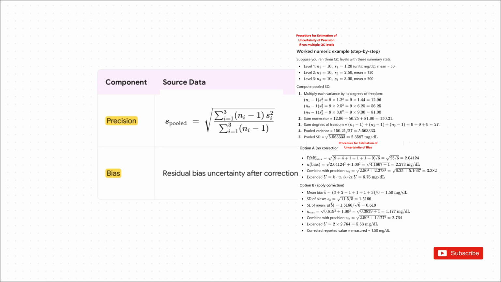First things first, we need our data. The lab looks back at 6 months of its quality control records and sees that its precision, measured as the coefficient of variation, or CV, is 2%. That gives us our standard uncertainty for precision, 0.02. Then they account for any potential bias, estimating its uncertainty at 1%, which is 0.01.